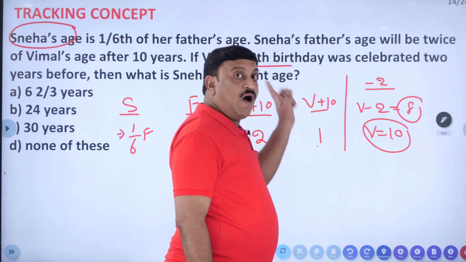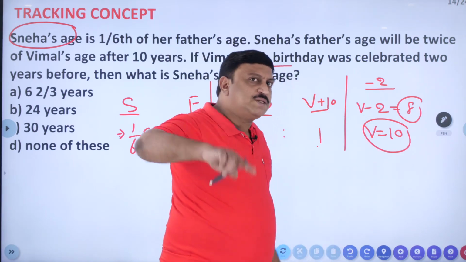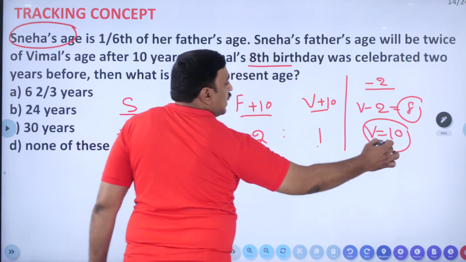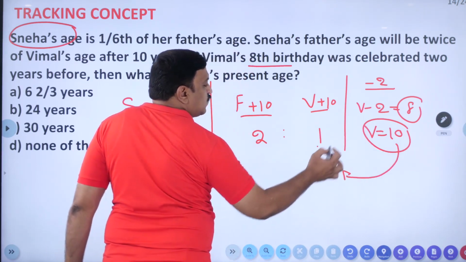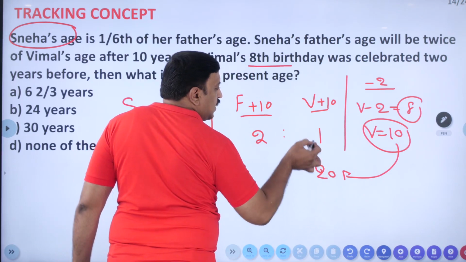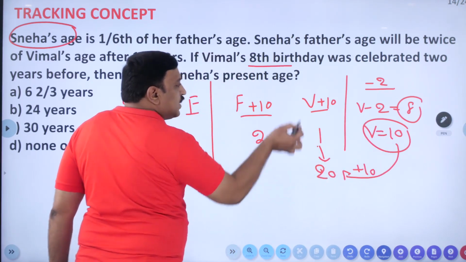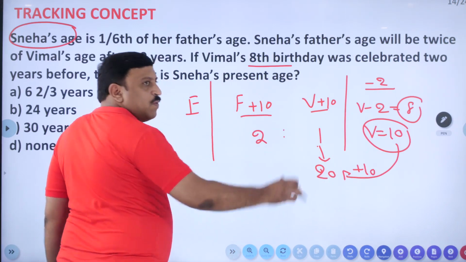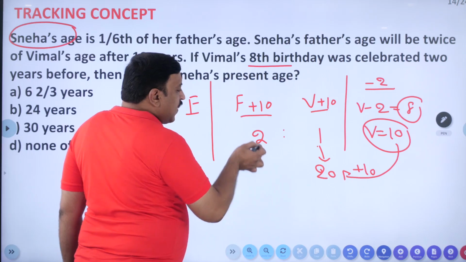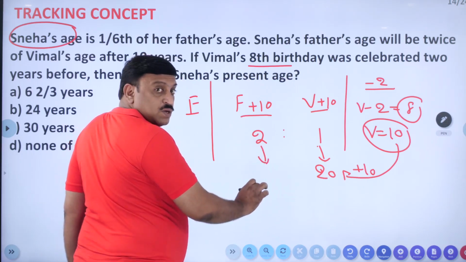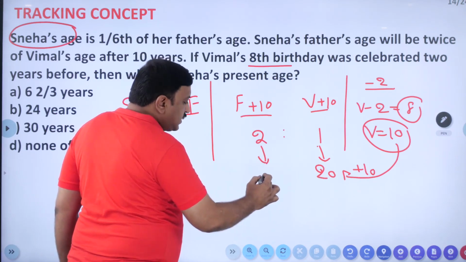This is Vimal's after 10 years. If present Vimal is 10 years, then what will he be after 10 years? He will be 20, because it is present plus 10. So this one part is equal to 20. If one part equals 20, father's 2 parts will be equal to 2 into 20, that is 40.